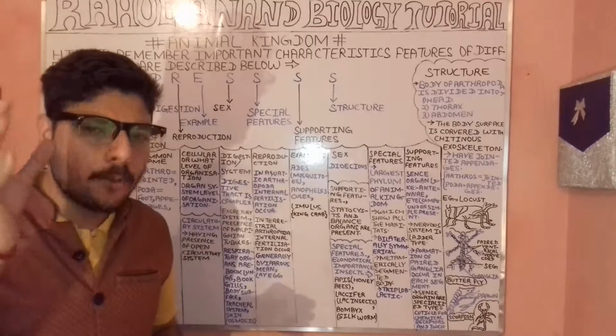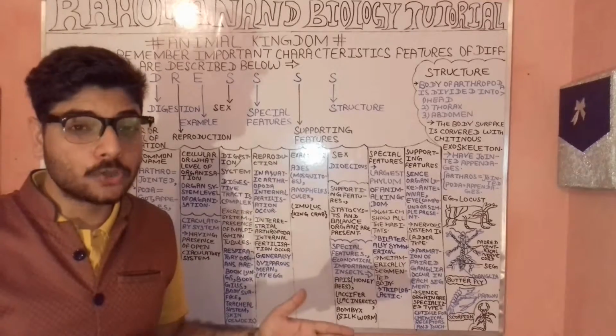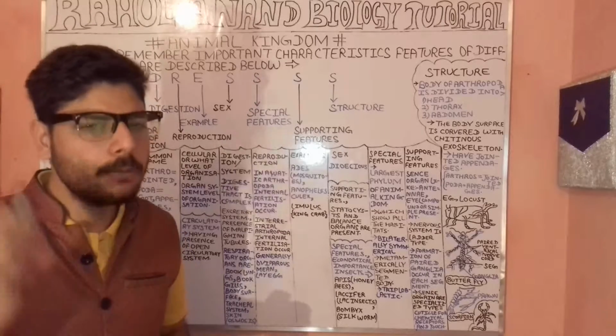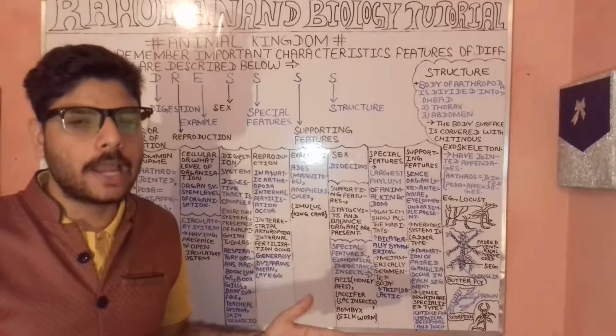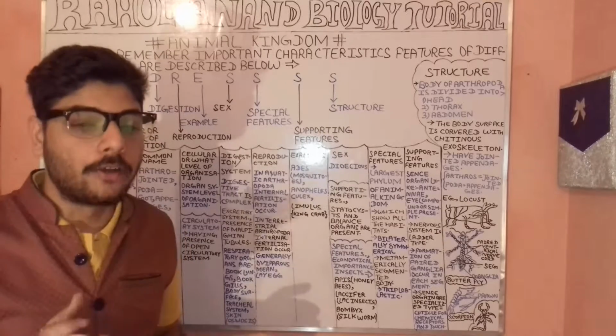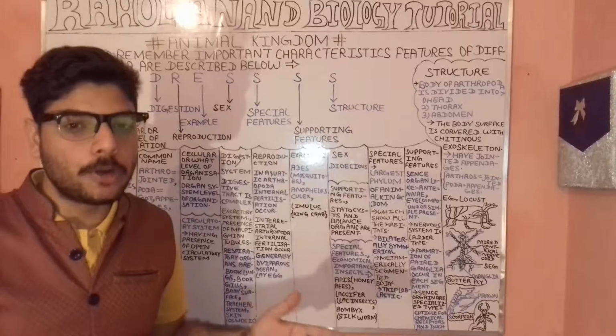Now, let's understand some examples. In this case we have the Aedes, which is popularly known as the mosquito. Then we have the Anopheles. Then popularly we have the Aedes, then the Anopheles, and the Culex.